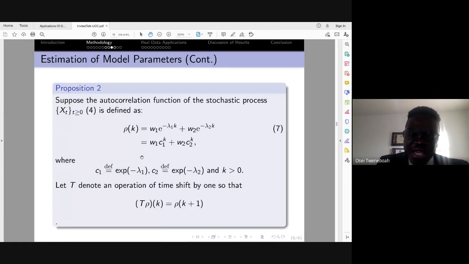In order for us to derive the solution of lambda, we define an operator T, which we call the time shift operator. What it means is that when you perform that operation on rho, where rho is the autocorrelation function, it is shifted by 1. Remember, I mentioned that T corresponds to the time shift by 1. Good.